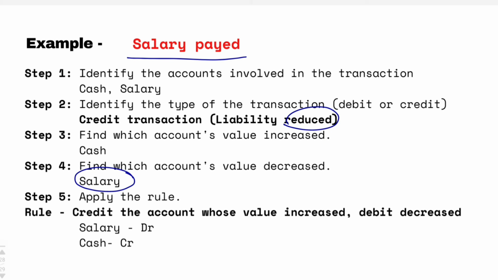So, what is our rule? If it is increasing, credit transaction: increasing means credit, decreasing means debit. Which account will I debit then? My salary account. So, naturally, the other account involved in the transaction has to be credited.